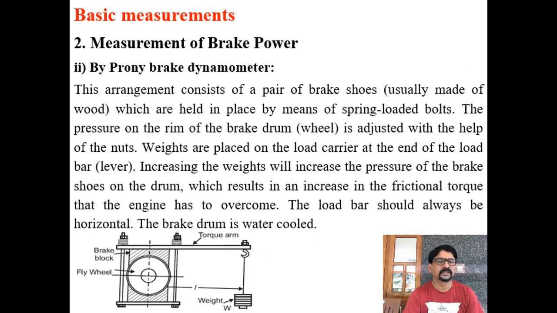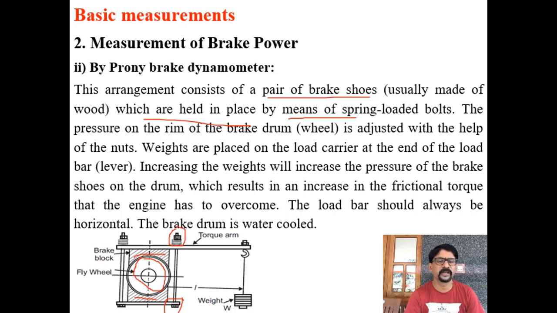The next arrangement is called the Prony brake dynamometer. This is a diagram of the Prony brake, and here is the brake wheel or the flywheel. On the outside, it consists of a pair of brake shoes, usually made of wood, which are held in place by means of spring loaded bolts. You can see the pair of shoes, held in place by a bolt and nut arrangement, as you can see here.